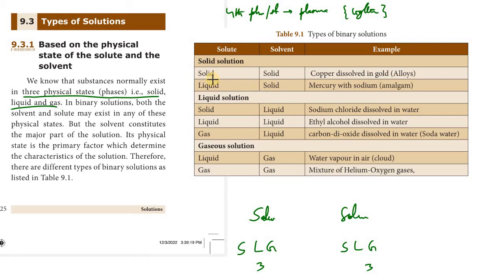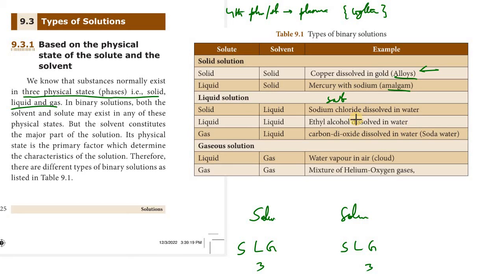Here we have some examples. Say for example, solid in solid, say copper dissolved in gold. So solid in solid example is alloy. What's an alloy? Alloy is basically a homogeneous mixture or a solution. Next, liquid in solid, say for example, mercury in solid, which is also known as amalgam. Next, liquid solutions. So solid in liquid, say sodium chloride dissolved in water or salt dissolved in water. Next, liquid in liquid, say for example, ethyl alcohol dissolved in water.